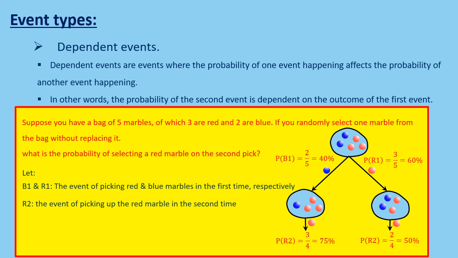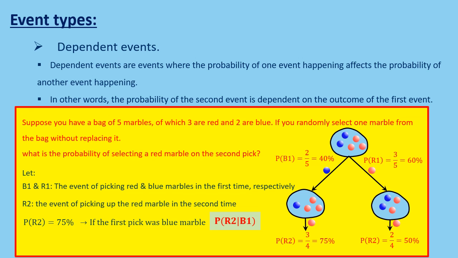Therefore, we can say that the probability of event R2 is 75% if the first pick was a blue marble. In fact, we can write this probability statement using the conditional probability symbol, which is a vertical bar between the two events, and pronounce it as the probability of event R2 given event B1, which means the probability of event R2 if event B1 has already happened. This is known as conditional probability, which we will discuss in more detail later.